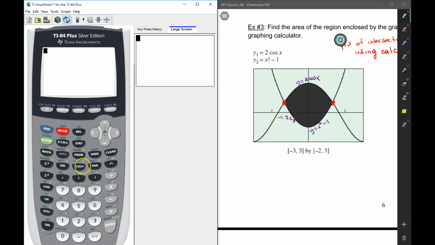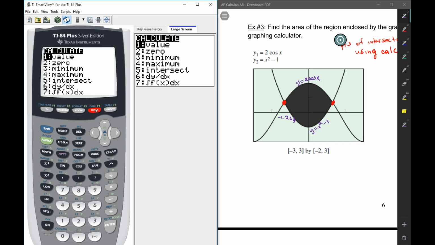Now, here's what you're going to do. You're going to store the value for x as a. So you're going to say x, store as a. So store is that button right above the on. And then do a alpha, enter. That's your a. Okay? Now let's go back.